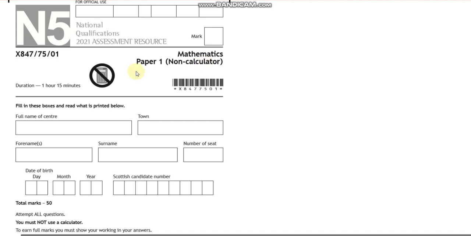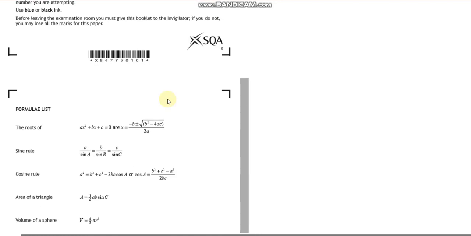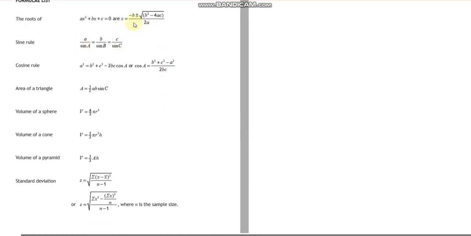Hey, so let's get started. We've got the 2021 paper 1, and just to go through some housekeeping before we start, get comfortable with all the formulae that you're given. You might not use them all, especially in this paper, but know they're here.